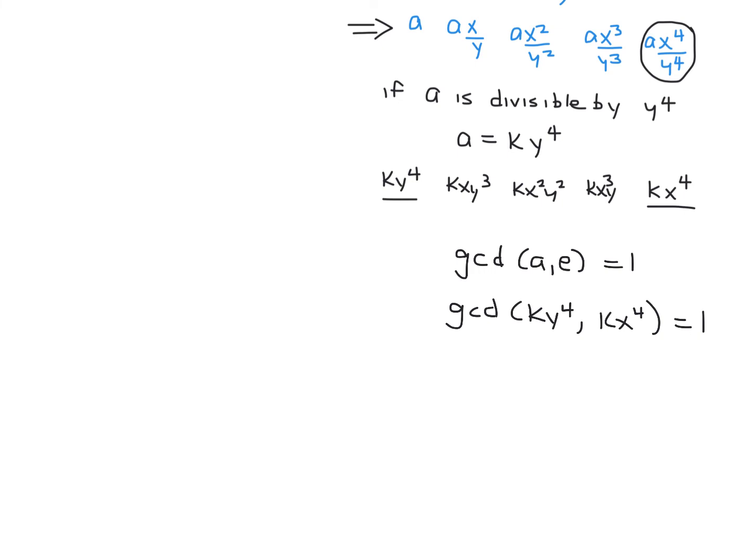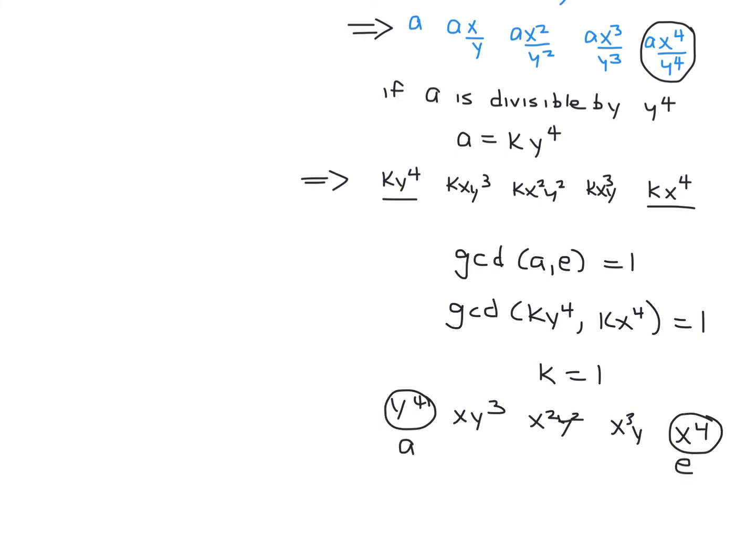Now, that makes me conclude that k has to be equal to 1, because y and x are different, and therefore if k is 1, this will be satisfied. So now if we put k equals 1 back into there, we have y to the power of 4, x y to the power of 3, x squared y squared, x to the power of 3 y, and x to the power of 4. Okay, so this is my a, and this is my e. So I'll just put that in there, a and e.